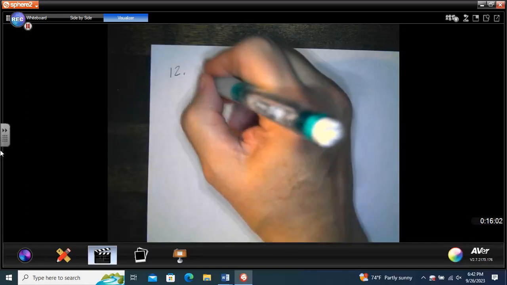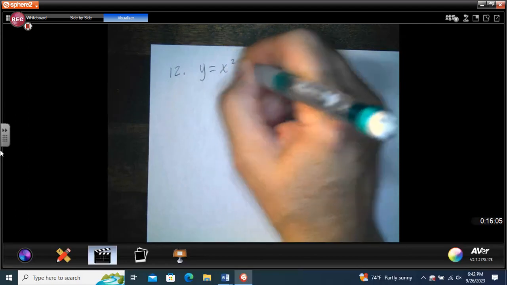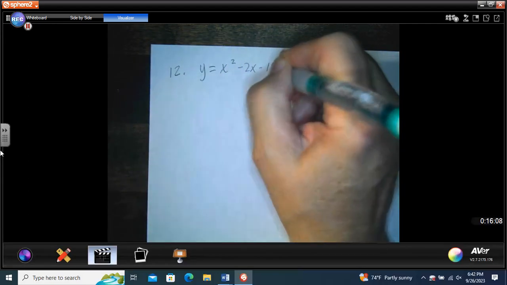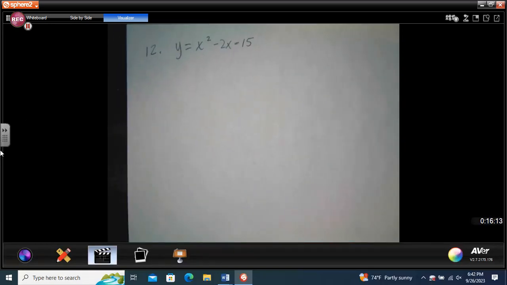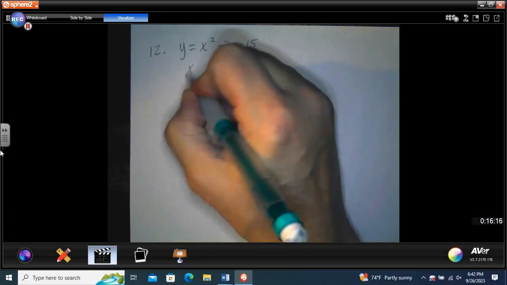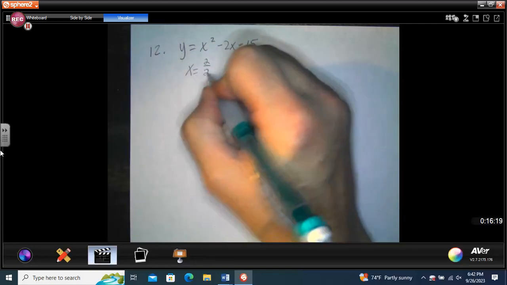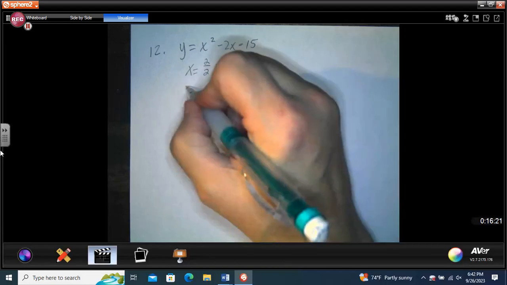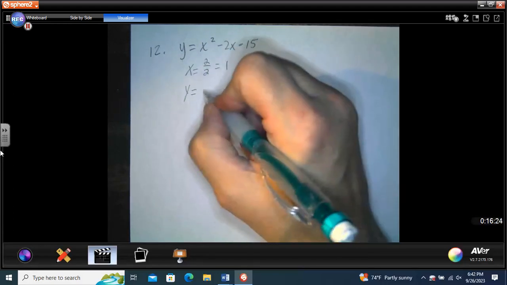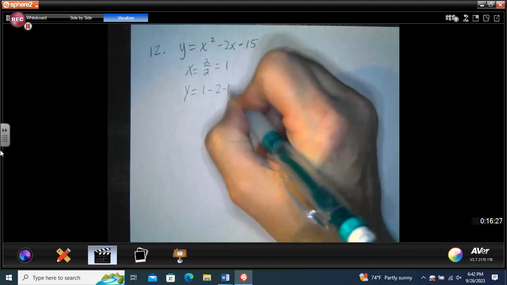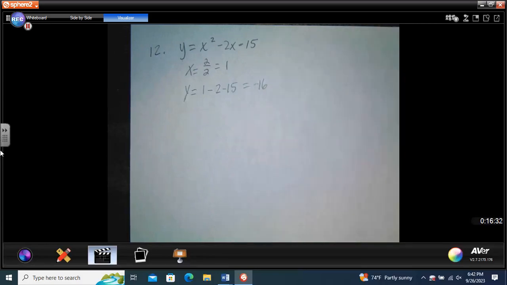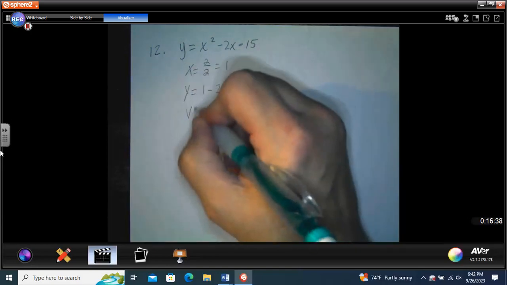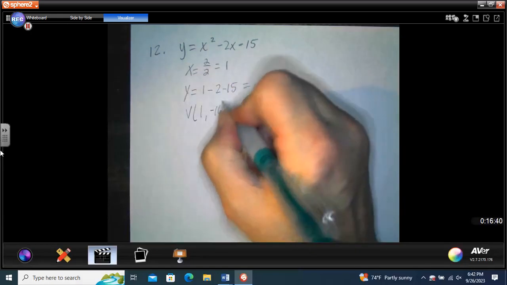We have y equals x squared minus 2x minus 15. And so, again, we're in standard form. So we're going to use the opposite of b over 2a. So that's 1. Plug that in, I get 1 minus 2 minus 15. Oh, this is going to be ugly. That's negative 16. Thank goodness it opens up. So the vertex is (1, negative 16).